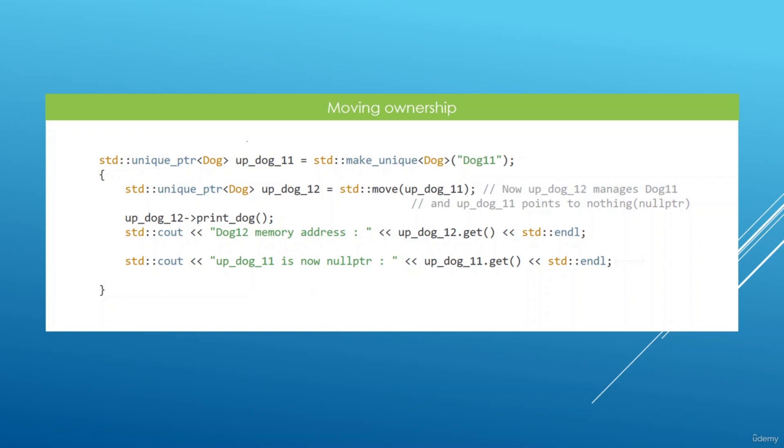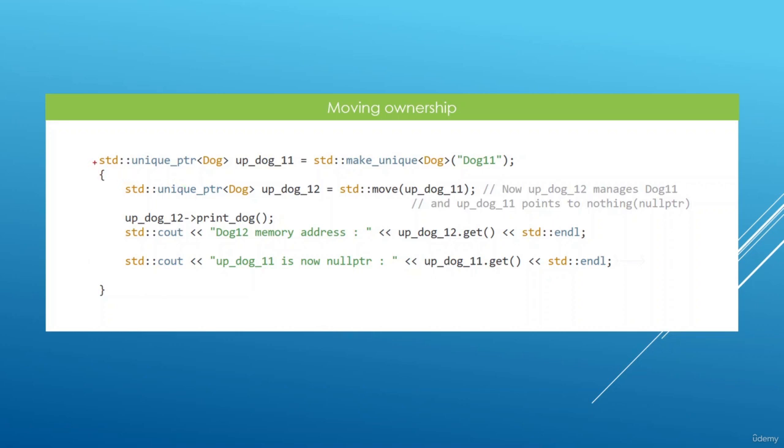But one thing we can do is move ownership. And what we really are saying here is that the first pointer is going to give up memory management rights to another unique pointer, and it's going to be reset to nullptr, and the other pointer is going to take over the job of managing that memory location.